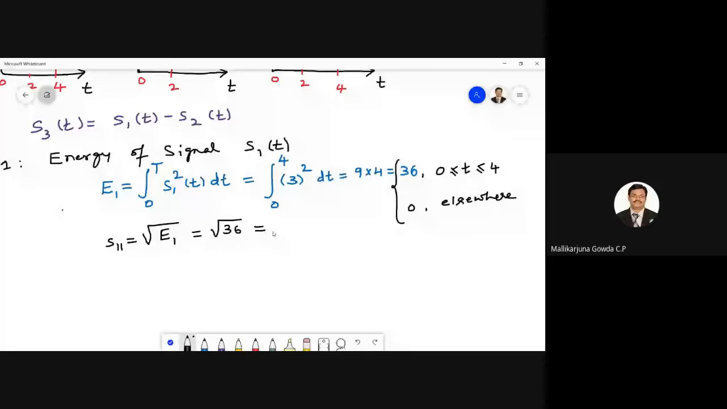So, square root of 36. Sir, for this problem you assumed S3 of t is equal to S1 of t minus S2 of t. There are three possibilities like this, sir. So we can assume anything, right?